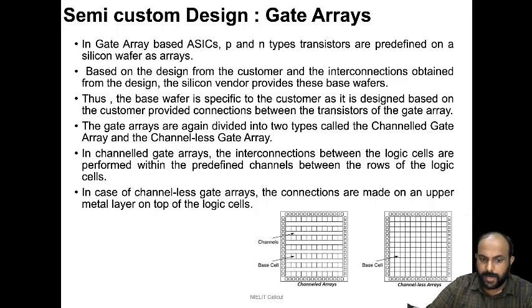In the case of channel-less array or channel-less gate arrays, the connections are made on one more upper metal layer on top of the logic cell. So this forms one layer. On top of that, there can be an upper metal layer which basically is responsible for establishing connections between the logic cells in the case of a channel-less array. So that's the difference between these two types of gate arrays in semiconductor design.